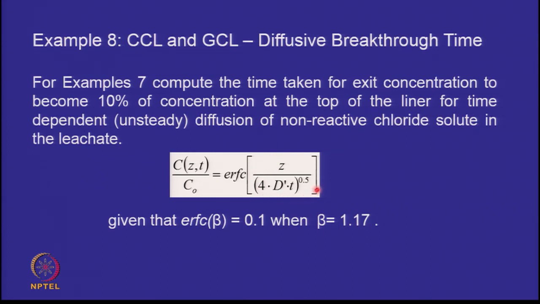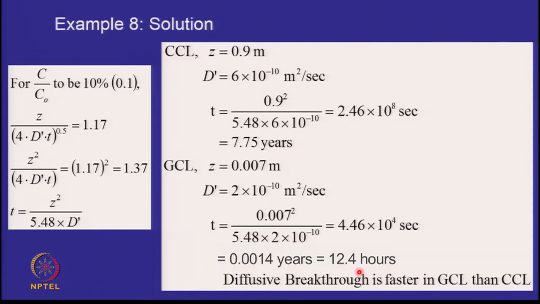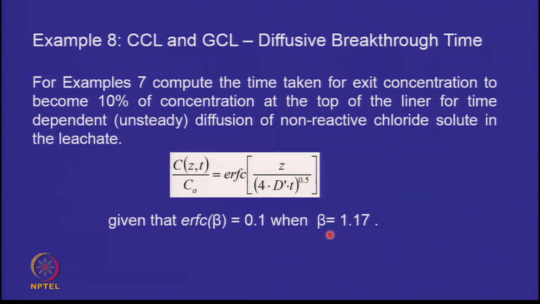So if this value is 1.17, this becomes 0.1, which is 10%. So please compute the t for the Z. Please understand that the Z for the compacted clay liner will be 90 centimeters, and for GCL it will be 0.7 centimeters. You'll have to match your units, but the values which I've got are 7.75 years and 12.4 hours. But I would like you to compute it on your own and tell me what values you get.